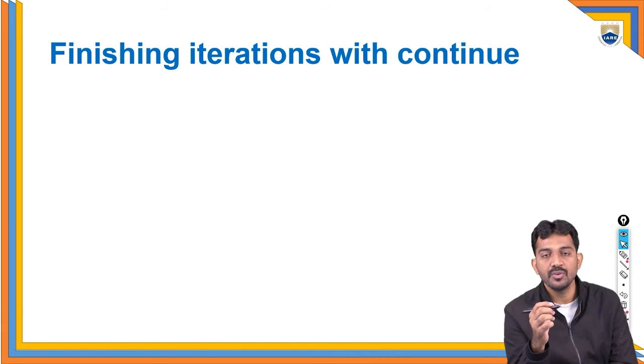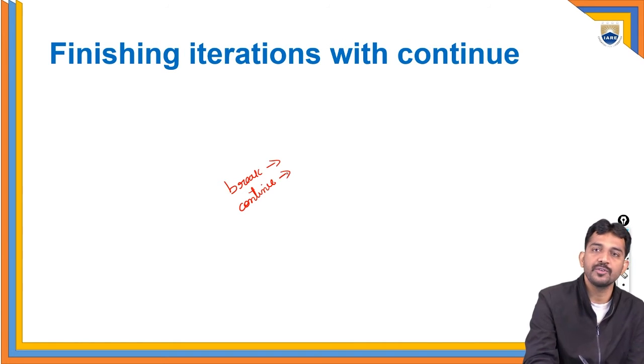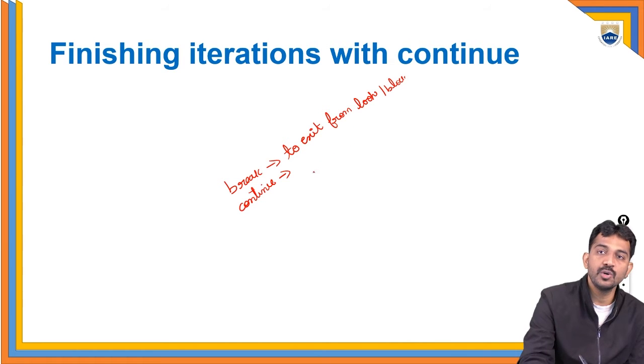Finishing the iterations with continue. Continue is used to skip the statement. So please note this, break. This is a very, very important point, and in some interviews you may also experience this kind of question: the purpose of break and the purpose of continue. Break is to exit from the loop. Continue is to skip a particular iteration.